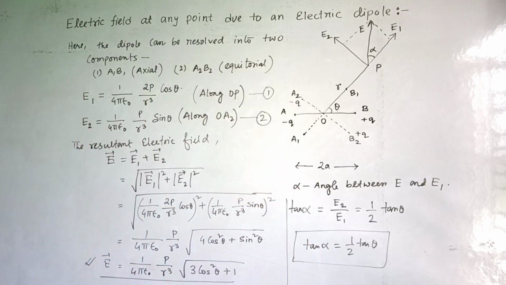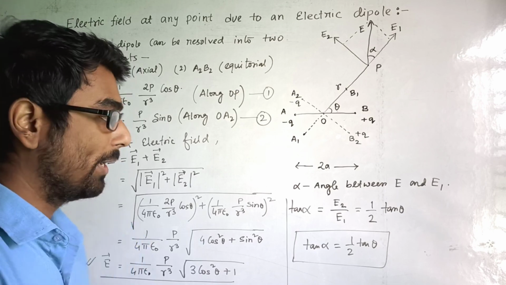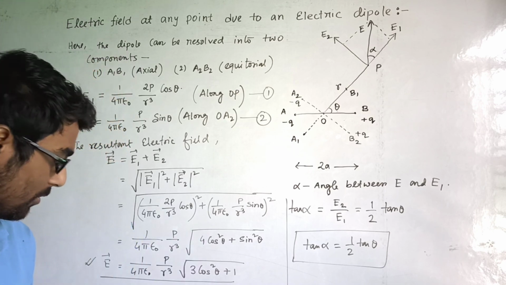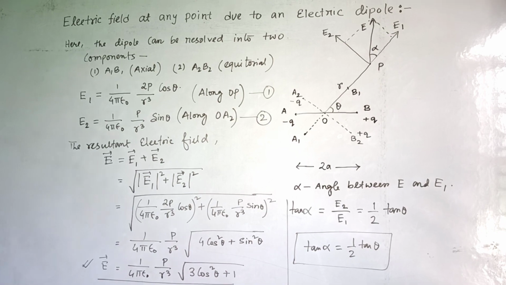So from here we also get the angle alpha in terms of theta, where theta is a known angle for us. So here is the ultimate expression for electric field due to an electric dipole.